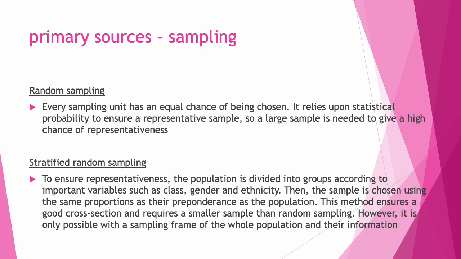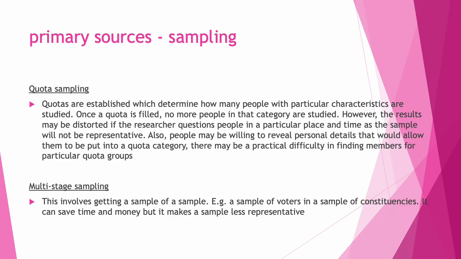such as class, gender, and ethnicity. Then, the sample is chosen using the same proportions as their preponderance in the population. This method ensures a good cross-section and requires a smaller sample than random sampling. However, it's only possible with a sampling frame of the whole population and their information, which are difficult to obtain.